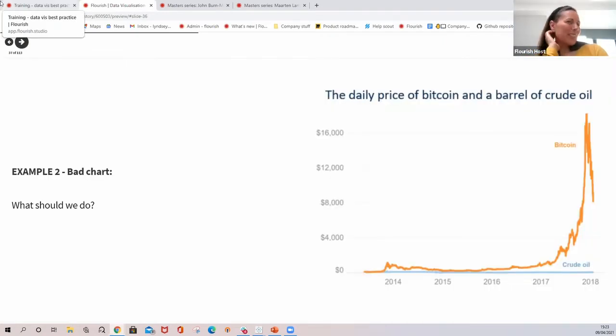My second example is again another line chart, and it's about Bitcoin. This was another bank example, and this was the exact example: the daily price of Bitcoin and a barrel of crude oil. If anyone has any suggestions about what you would do to this chart, let me know. If not, I will tell you what I did to this chart, which isn't necessarily the best thing, but this is how I stepped through my framework to change it. In the interest of time, I will just go through what I did.